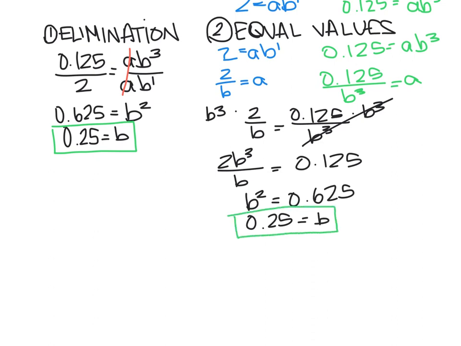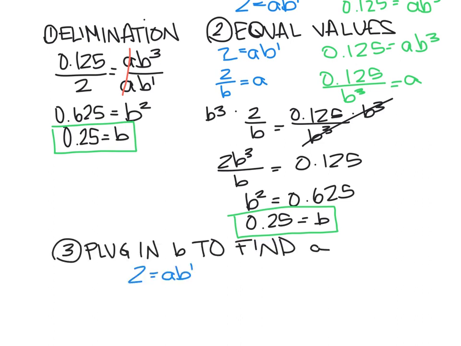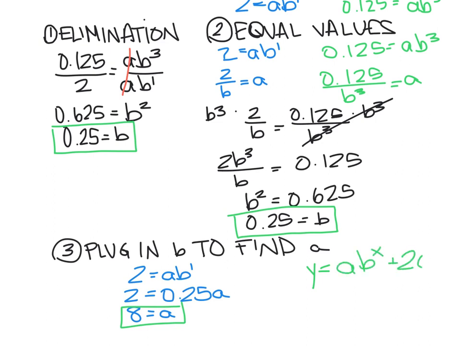Now that we know b, we can go ahead and solve for a. I've decided to plug into 2 equals a times b to the first, and so we get 2 equals a times 0.25, or 0.25 times a, and then if we divide both sides by 0.25, we get 8 equals a. So now that I know a and b, I can go ahead and write my final equation. I had y equals ab to the x plus 20, and now I know that y equals 8 times 0.25, or 1/4, you could write it either way, to the x plus 20.